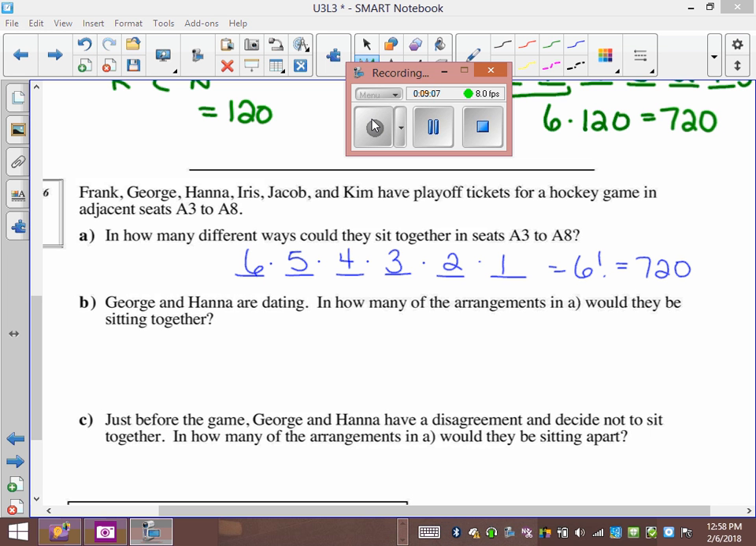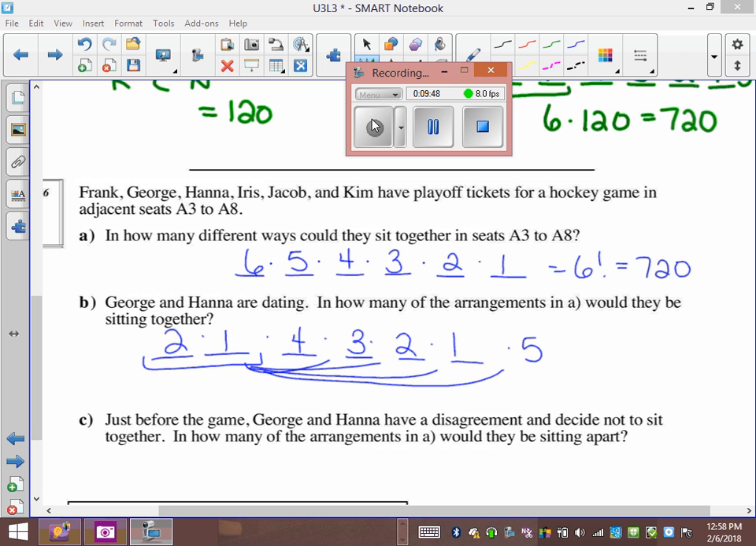All right. Then it says George and Hannah are dating. In how many of the arrangements would they be sitting together? So we have to sit them together. So, and then how many options for this one? Two, and then this one? Because this could be George or Hannah, right? Then one of them sits there in here. Then 4-3-2-1. Then what? By five, right? Because it doesn't say they have to sit together on the left. So if on the far left they had to sit together, then we'd be done. They didn't, so you have to multiply by five. Because it's always one more, right? It's going to be 240.